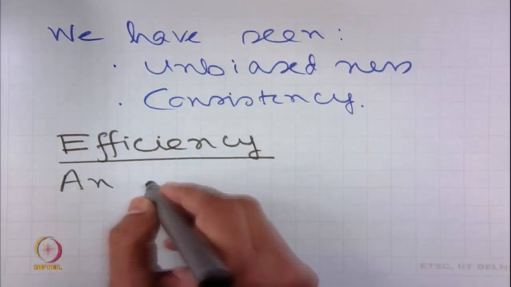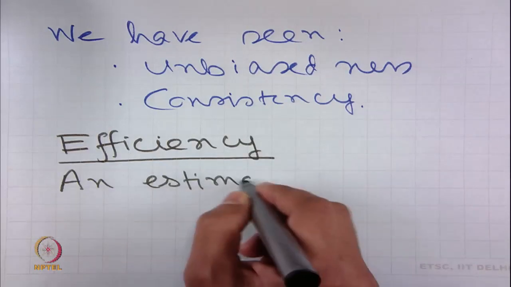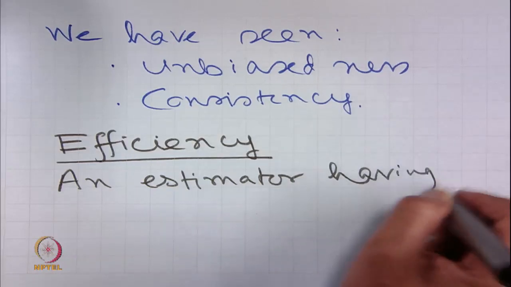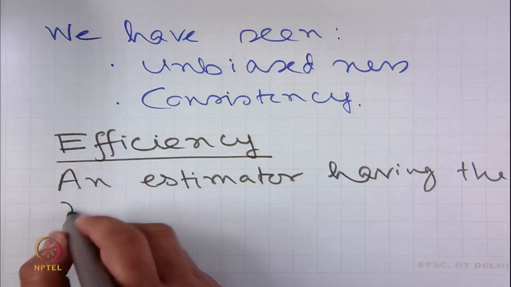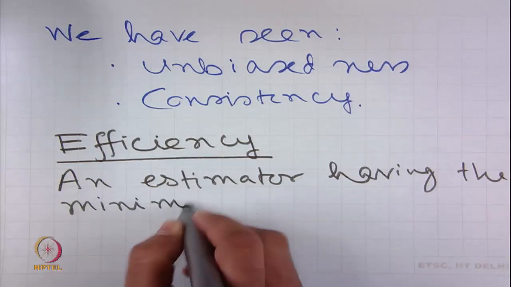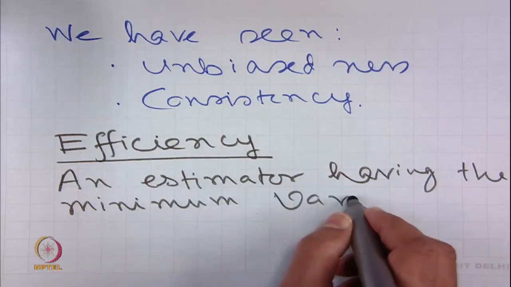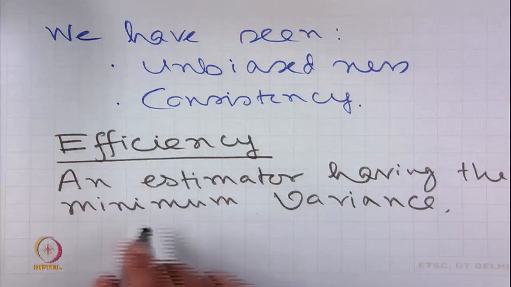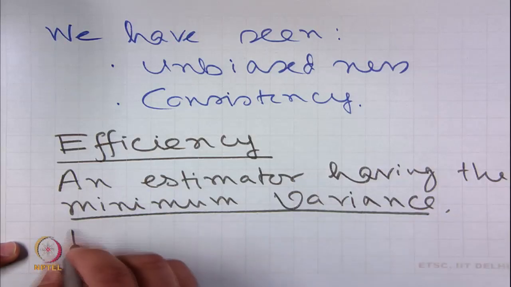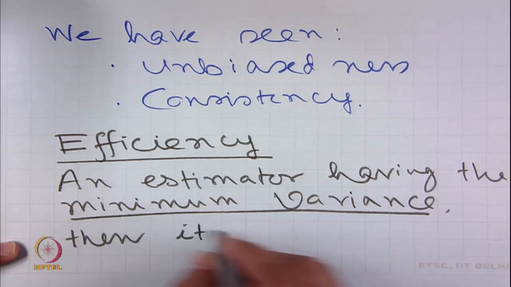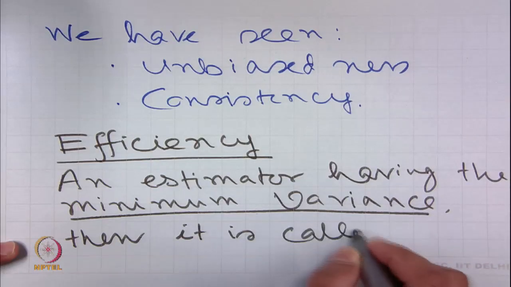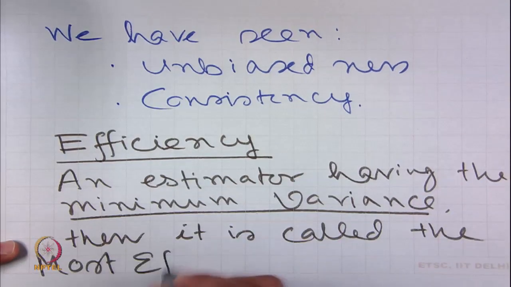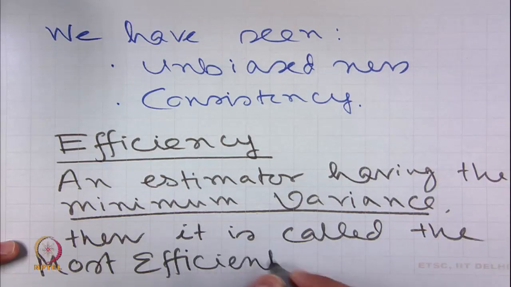An estimator having the minimum variance, that is, among all possible estimators, if the variance is minimum, then it is called the most efficient estimator.